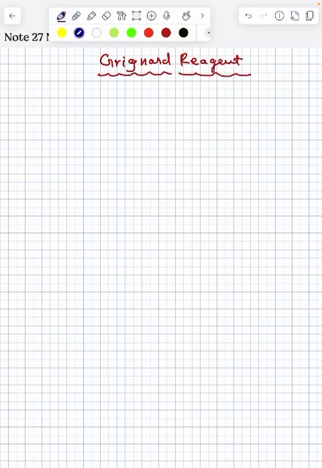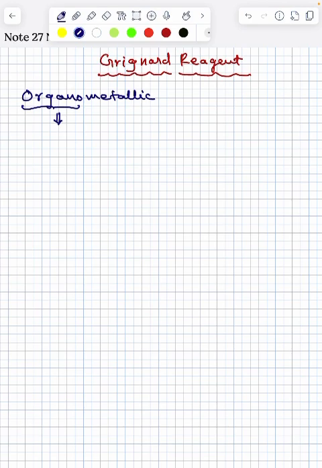before that you should know the meaning of organometallic compounds. So what is that meaning, that organometallic compound? From the naming itself, you can easily analyze that. Any compound consisting of a metal and carbon bond is known as an organometallic compound.